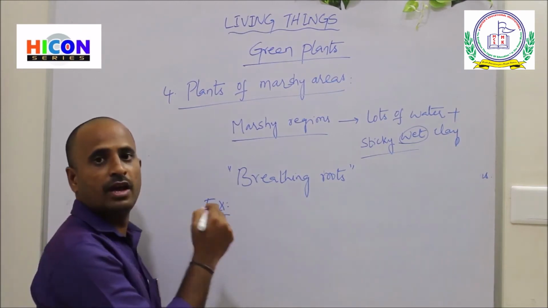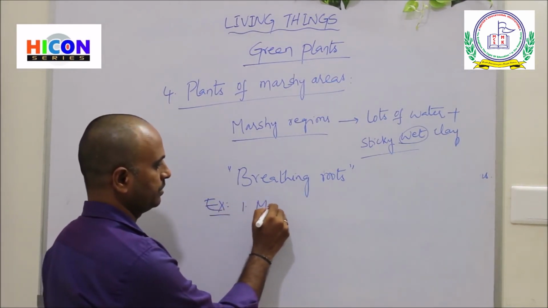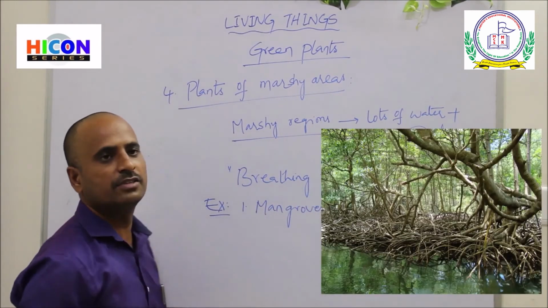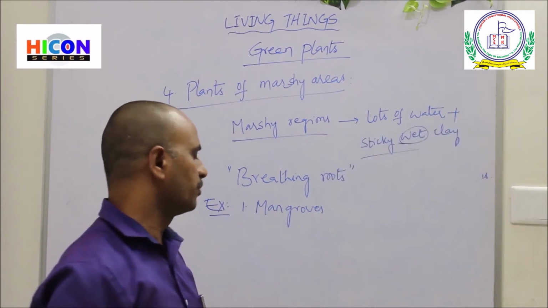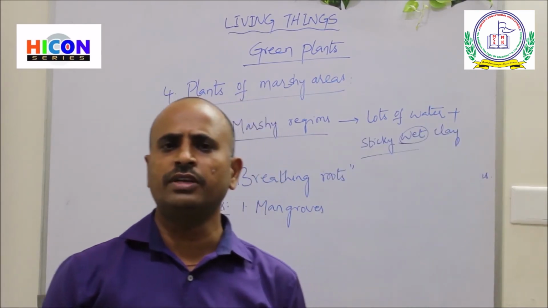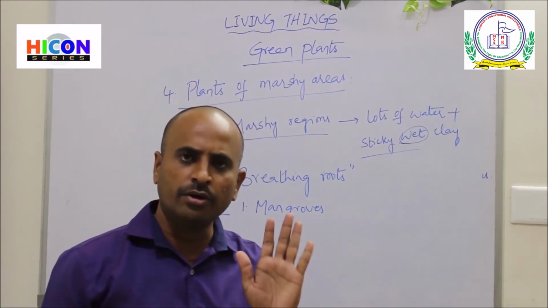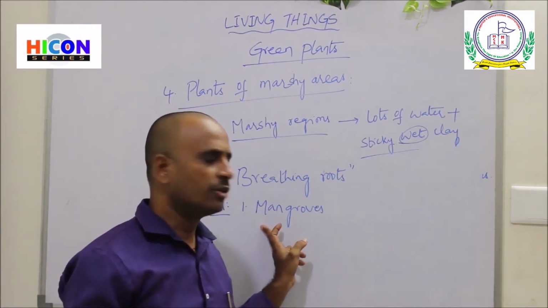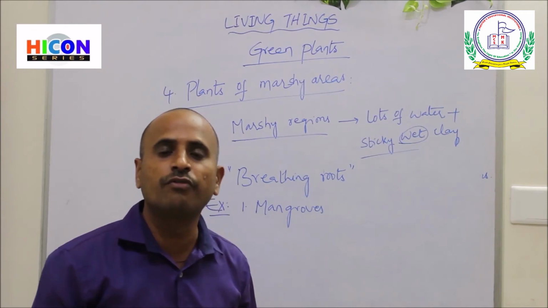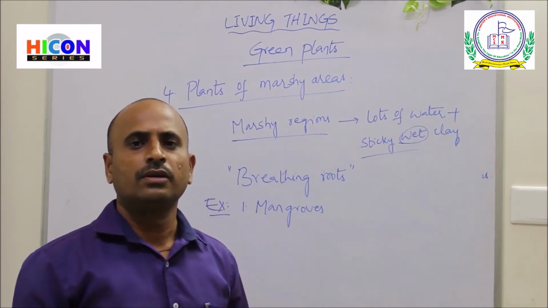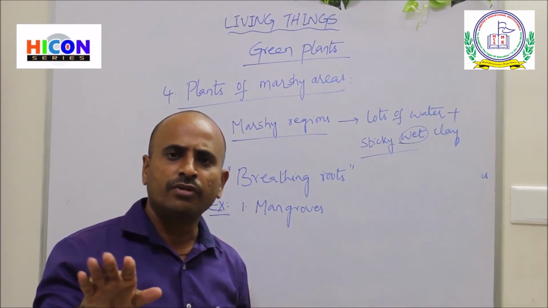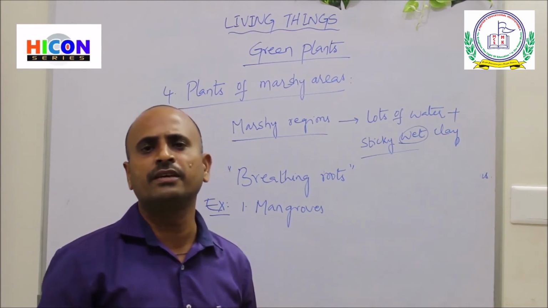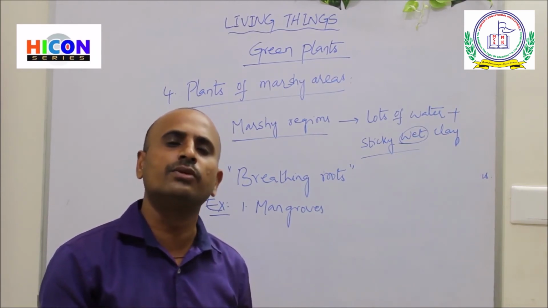mangroves. We all know about mangroves. These are examples of plants that grow in marshy areas. Look at the picture. In the picture you are observing mangrove plants, which you will see in a mangrove forest. At the bottom of the plants, the roots come outside for breathing. That's why those roots are called breathing roots.